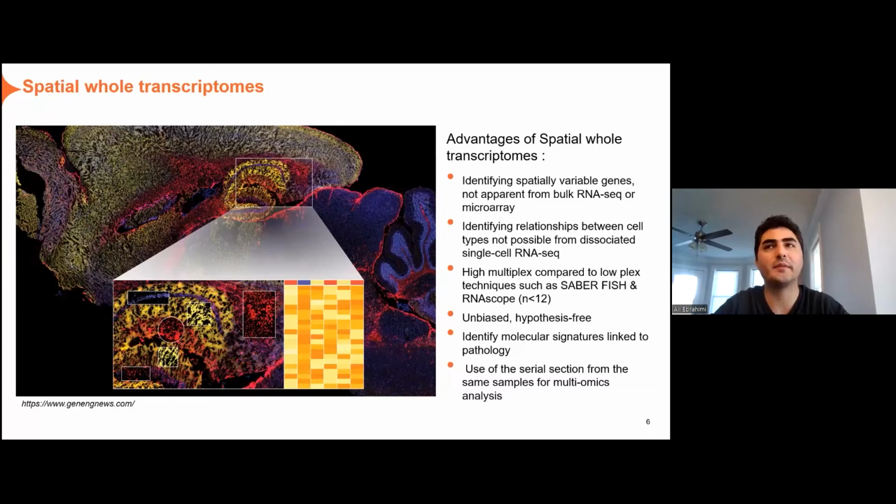In addition, for the same tissue, you can use multiple slices of the same tissue and do multi-omics, for instance, one for protein, the other one for metabolites, and things like that. So that really increases the throughput of what you can really learn from one single tissue.